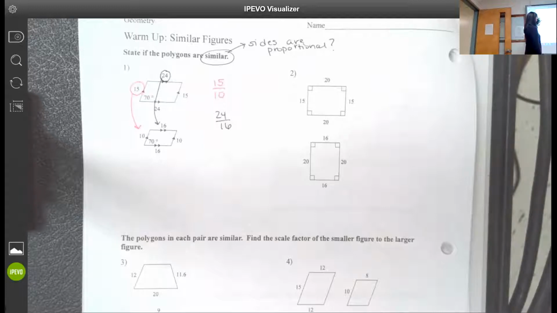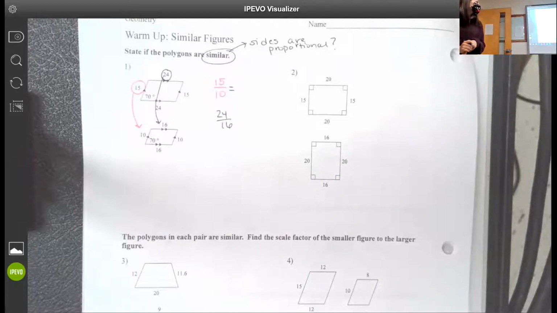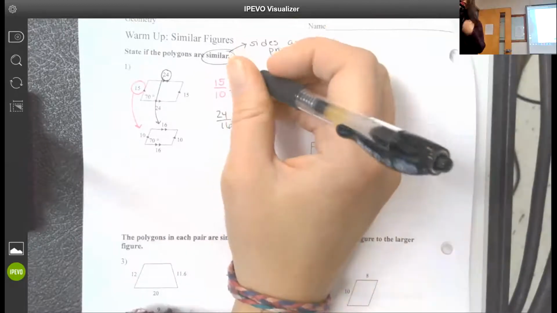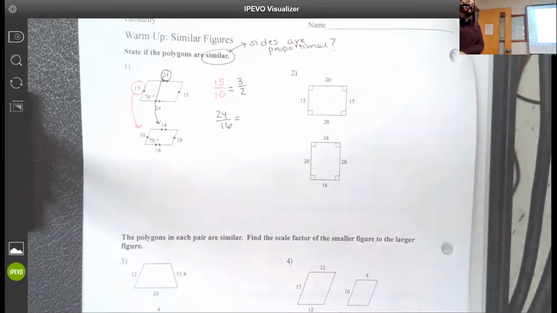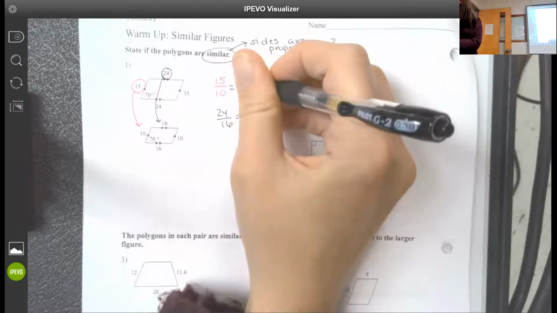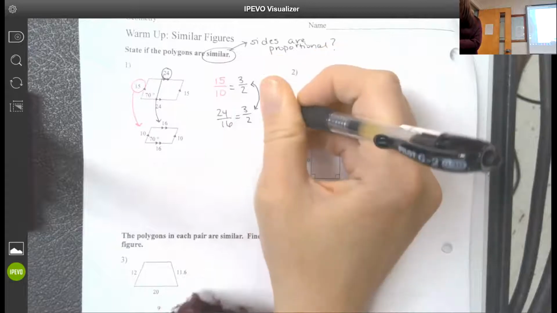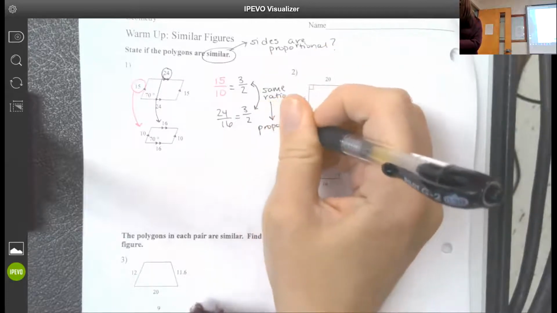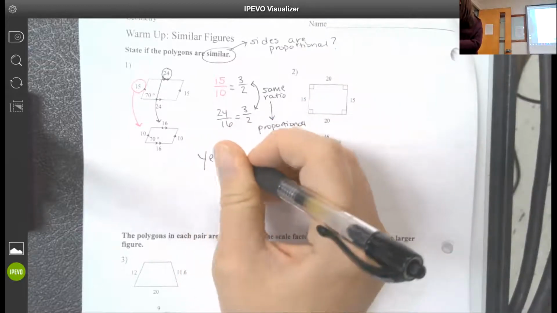So for this particular example, I only need to look at 2 sides because the other 2 are the same. So what is 15 tenths reduced to, or what can I divide both 15 and 10 by? 5, which reduces it to 3 halves, and 24 sixteenths I can divide both by 8, and it reduces to 3 halves. Because this is the same ratio, that tells me that they are proportional. So I can say, yes, they are similar.